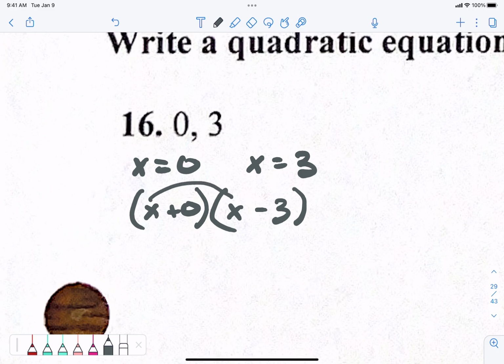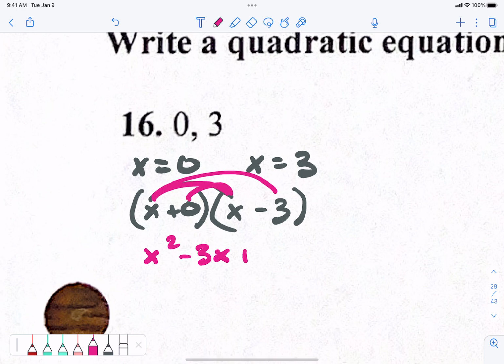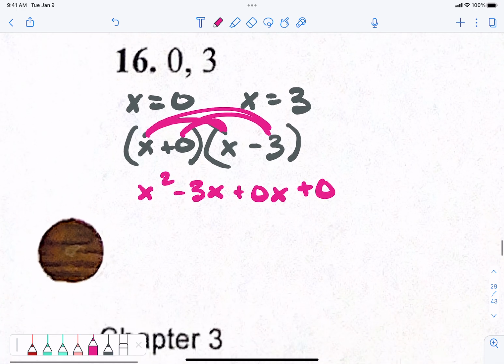X times x is x squared. X times minus 3 is minus 3x. 0 times x is 0x. What's 0 times negative 3? 0. So I don't need the plus 0. I get x squared minus 3x.